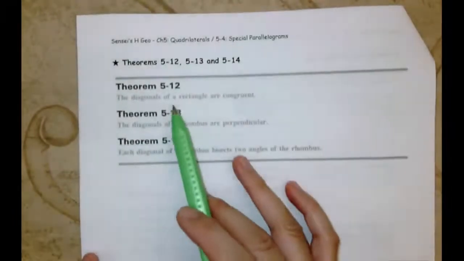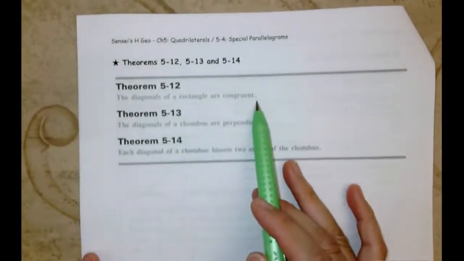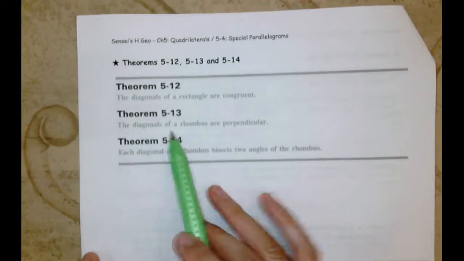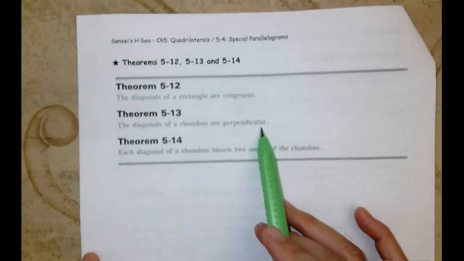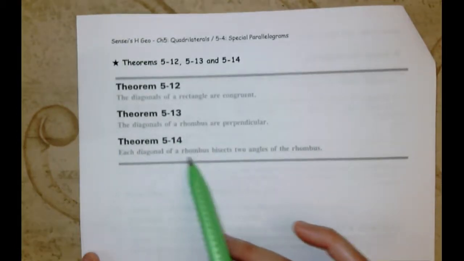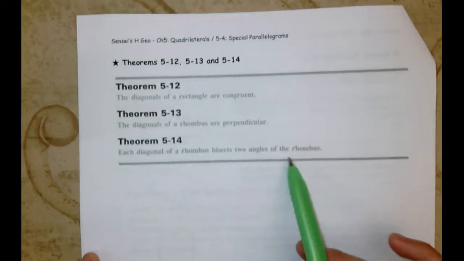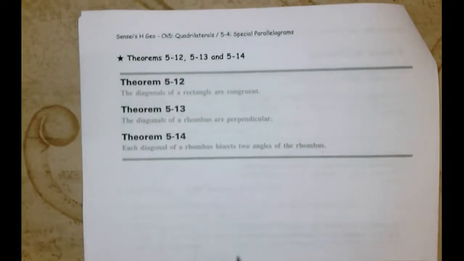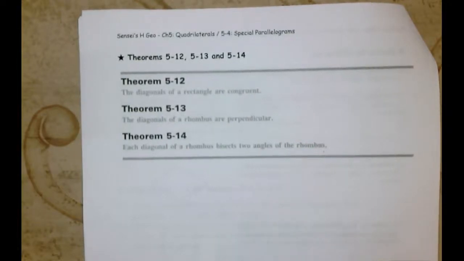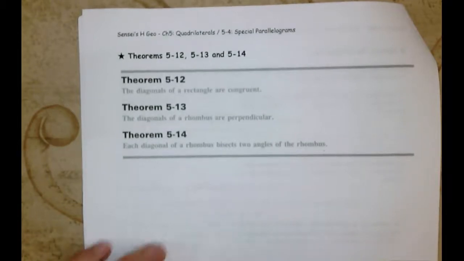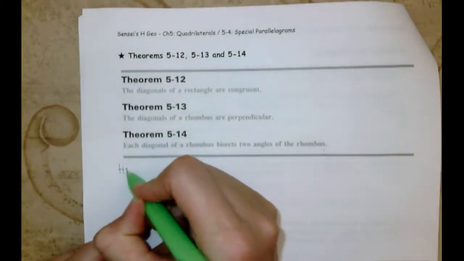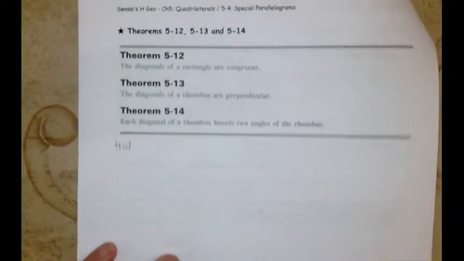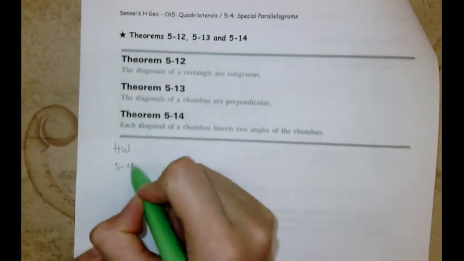Alright, so here are the three theorems. Diagonals of a rectangle are congruent. Diagonals of rhombuses are perpendicular. And each diagonal of a rhombus bisects two angles of the rhombus. I wanted to prove these, but I think the video is going to get too long. So I actually want you to think about this. Okay, these are homework. Here's the diagram. Okay, so this is 5.12.